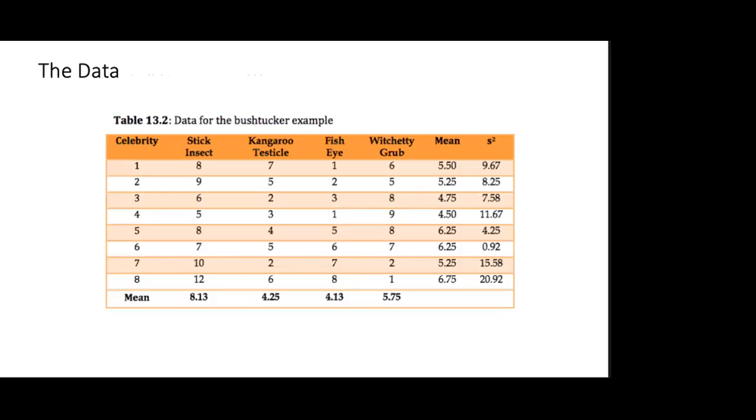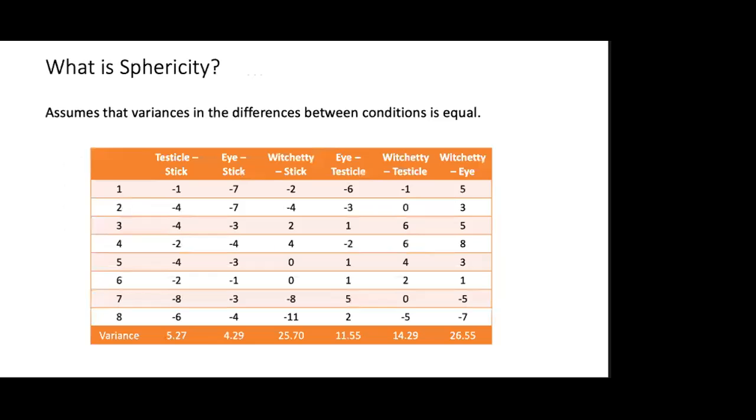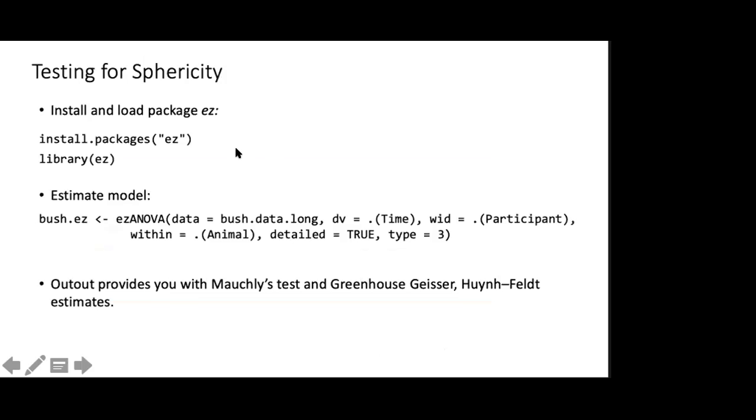And so that would be the data for this example. And you can basically check whether sphericity is given here for this particular example, right? So you just calculate the different scores for each participant, for each combination of your factor levels. That means testicle minus stick, eye minus stick, veggie minus stick, etc., right? And then you check whether those variances look the same. Of course, you test it with Mauchly's test. Right? So here they look already very different, right? So that raises the suspicion that sphericity might be violated here.